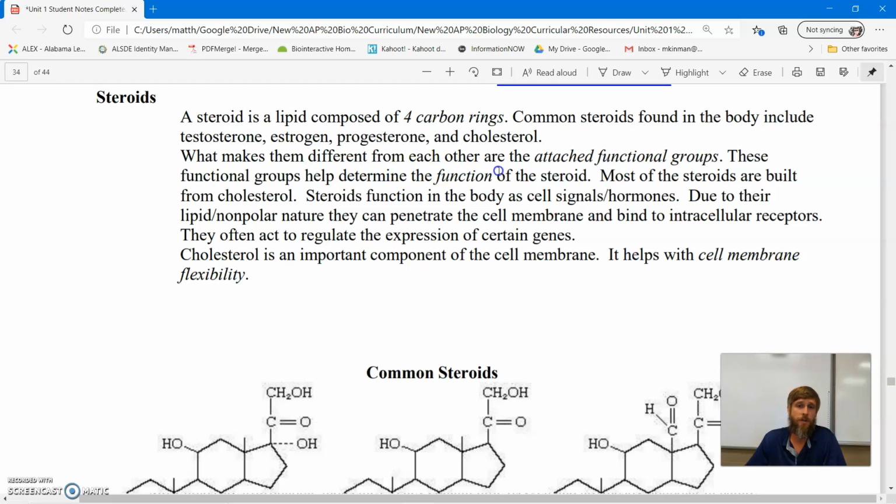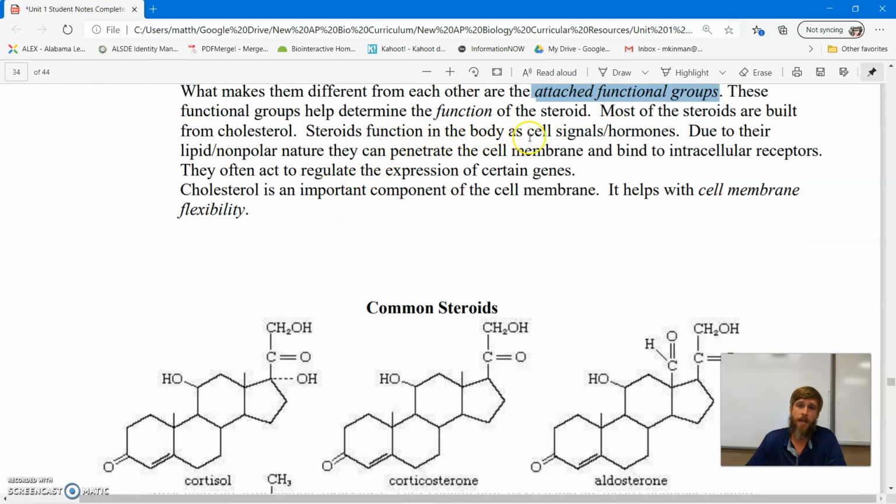What makes them different from each other are the attached functional groups. So highlight that. If you're going through your notes and highlighting, highlight that. Structure equals function. And so this is what's actually going to be different. These functional groups help determine the function of the steroid. Most of the steroids are built from cholesterol. Steroids function in the body as cell signals or hormones. They allow cells to communicate with each other. Due to their lipid nonpolar nature, they can penetrate the cell membrane and bind to intracellular receptors, which is something we're going to talk more about when we get into cell communication.